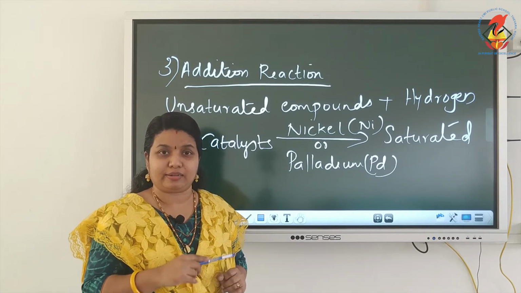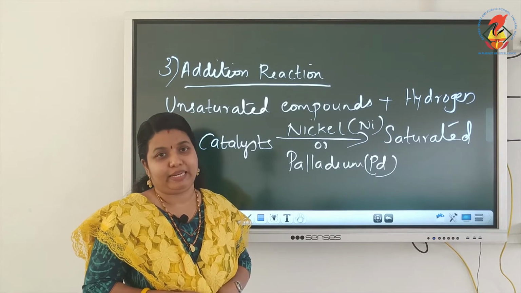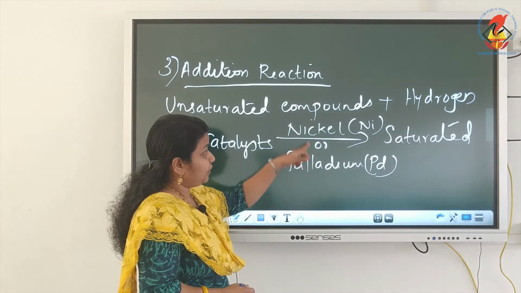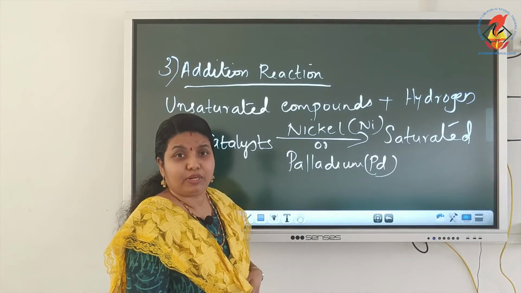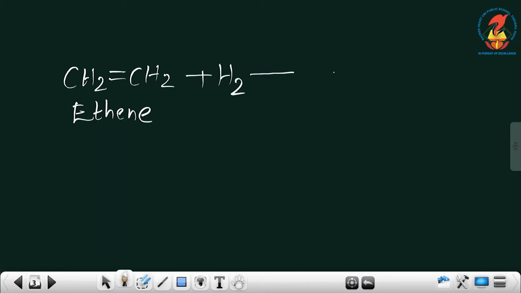Addition of hydrogen to an unsaturated compound in presence of catalysts like nickel or palladium results in the formation of saturated hydrocarbon. Don't forget to write the catalyst above the arrow mark, because in the absence of catalyst the reaction will not take place. So, example, we will write CH2 double bond CH2. This is the simplest alkene, ethene, plus hydrogen. A molecule of hydrogen is added in presence of nickel or palladium.